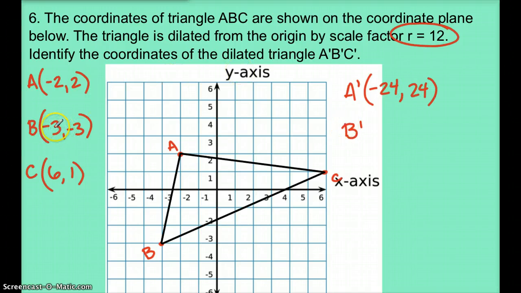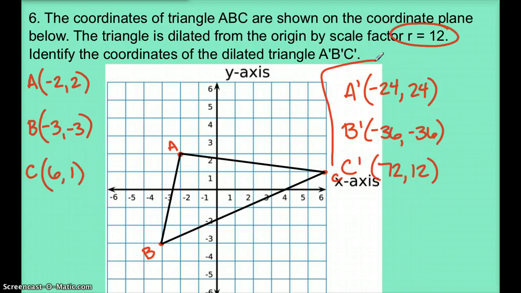B prime, well, negative 3 times 12 would be negative 36, and it's that same thing for the second one. And C prime, 12 times 6 ends up being 72, and 1 times 12 is 12. So here are the new coordinates for A prime, B prime, and C prime.